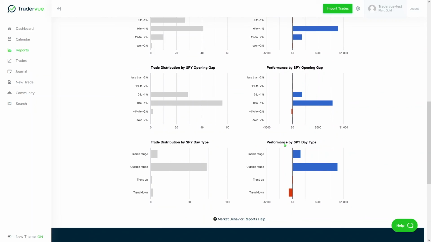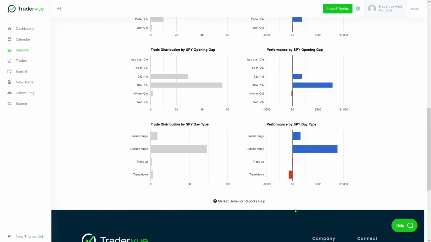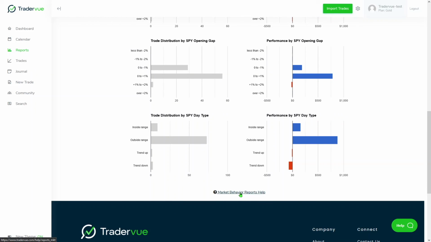But also we have performance by SPY date type, which is telling us that when the SPY is having an inside range or outside range day, the trader will usually perform well. And on the contrary, when the SPY is having a trend down type of day, then the trader will not perform that well. And again, you can find more information about this in the market behavior reports help section by clicking here below.